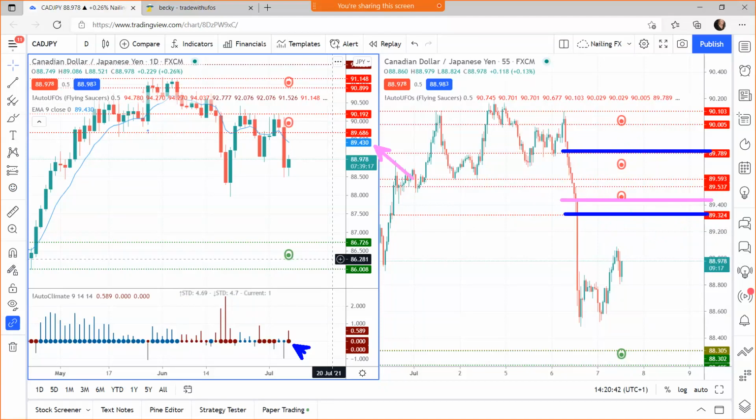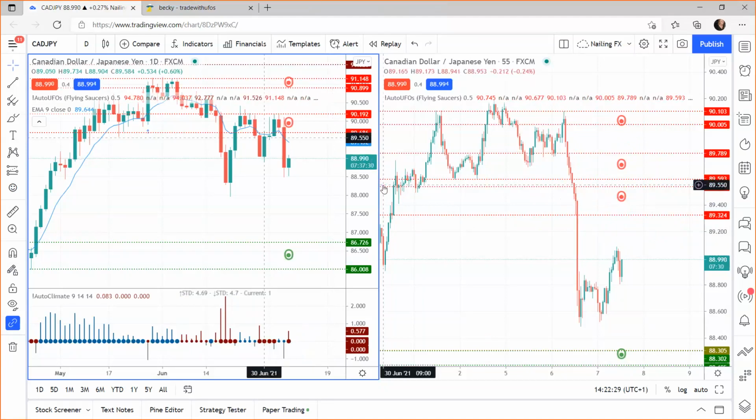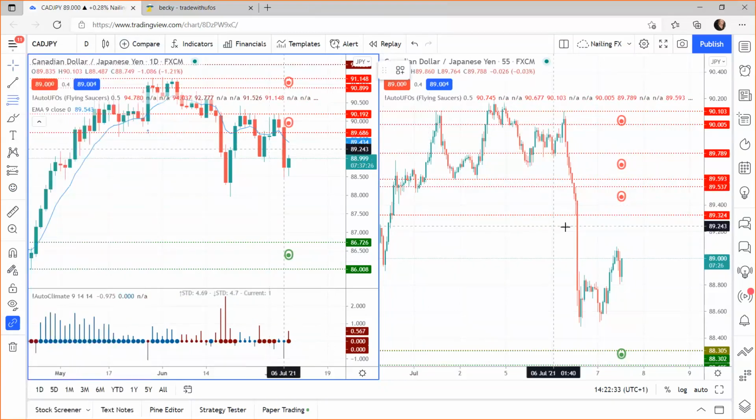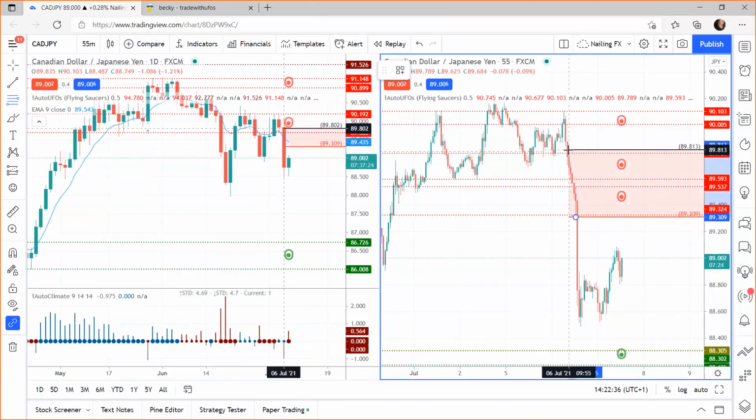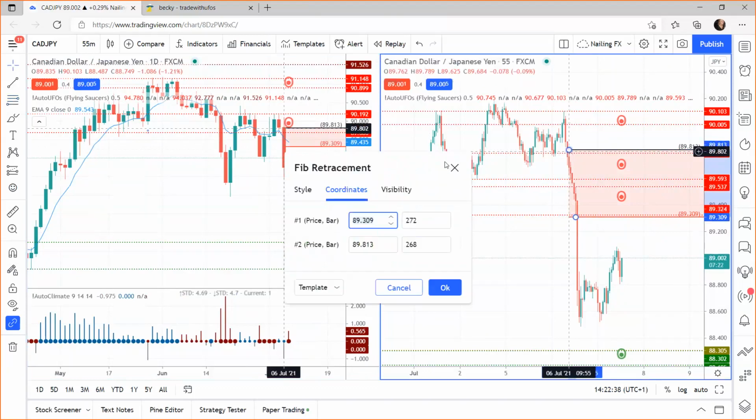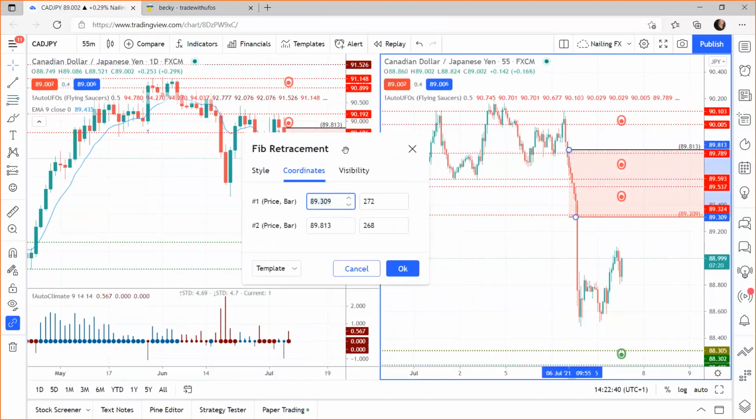So we have three things lining up. We have our climate, our UFOs, and our EMA all around the same place, all saying the same thing. So great, let's place that trade. Now, what I'm going to do, I use my Fibonacci retracement lines. For those of you that use this as a trading tool, you'll hate me for this. I use them as a drawing tool just to really highlight on the chart really easily. So I'll use this to highlight our entry and stop.